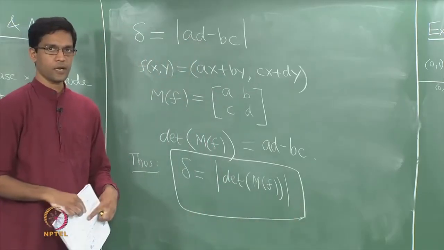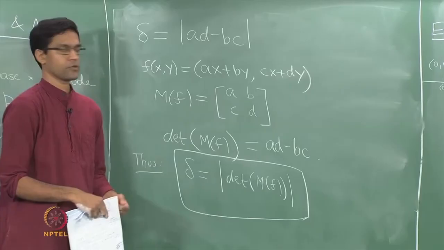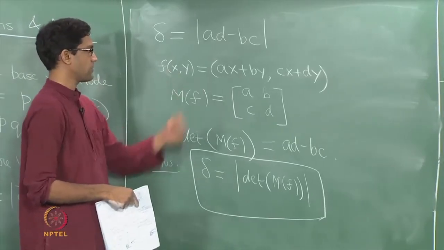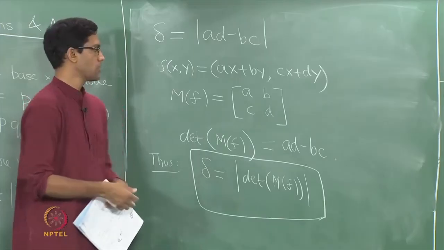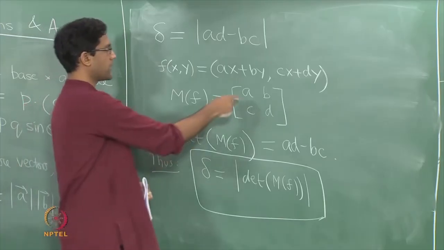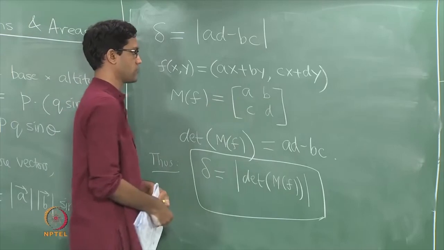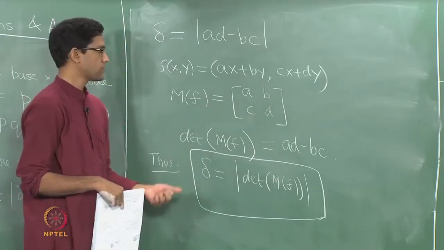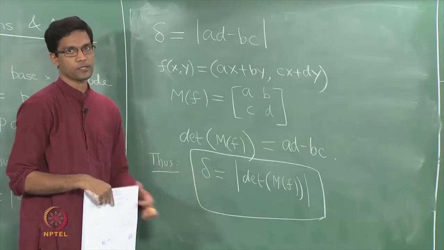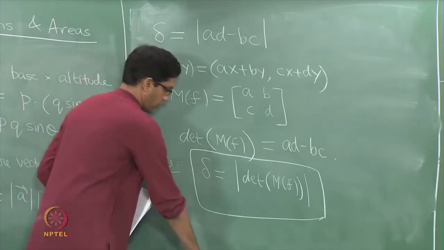Okay. So in general, for an arbitrary linear transformation, if you are given the transformation F itself and you want to know by what factor it scales areas, all you want to do is to write out the matrix corresponding to the linear transformation and then compute its determinant. And the absolute value of the determinant is exactly the thing that we want, the scaling factor.